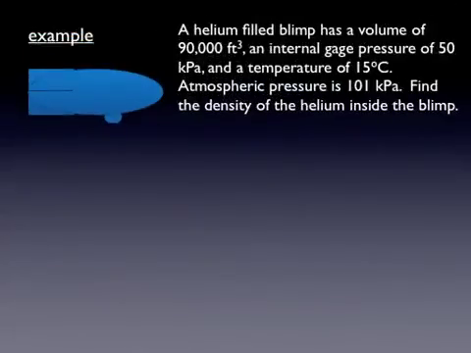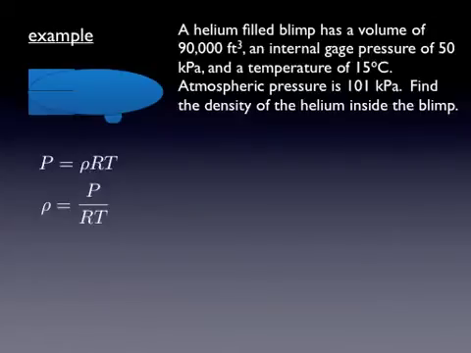Okay, let's do a quick example. Say we've got a helium-filled blimp of a certain size with an internal pressure and a temperature. Atmospheric pressure is also listed. I'm asking to find the density of the helium inside the blimp. So we would use our ideal gas law. I'm solving for density, so I'm going to rearrange in that format. First thing I'm going to do is get my textbook and look up the ideal gas constant for helium, and that's 2077.